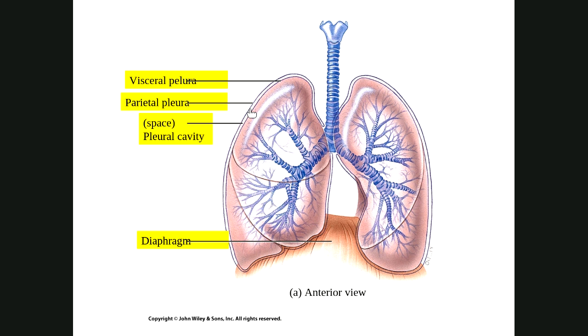P goes before V, so P is on the outside, right? V is on the inside. So P lines the cavity itself, and then visceral lines the organ, but since we just removed the organ, it looks like they're both laying on top of each other, which in a live body, no way they are. So this space right here is the pleural cavity, and inside you have the pleural fluid. All right.